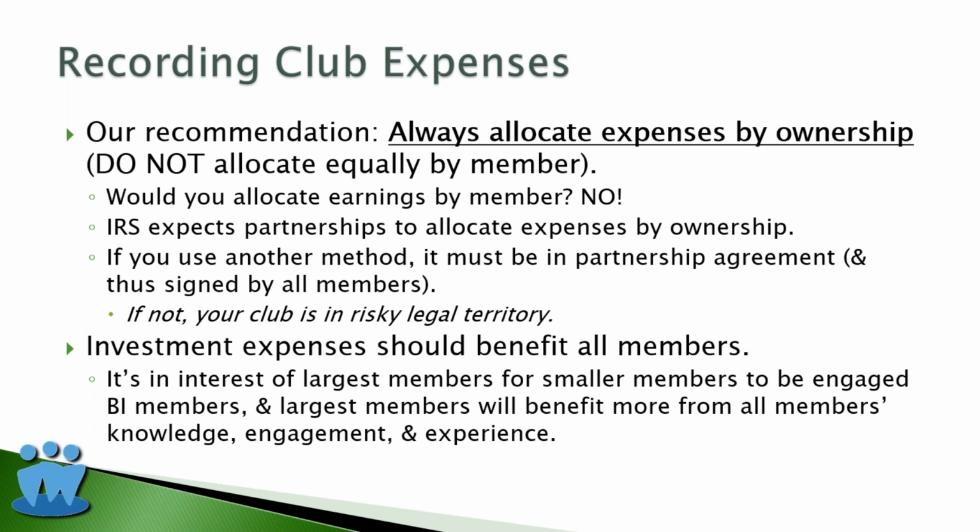And in fact, the IRS specifically states that this is the method partnerships must use. And if they don't allocate expenses by percentage ownership, then it should be in their partnership agreement and thus signed and agreed by all members. And even if you don't use it exclusively, if you are using the by member allocation of investment expenses, you need to go back to your partnership agreement and redo it and make sure that it includes that provision. And I'm a stickler on this, because a disgruntled member who leaves your club may have grounds to come back to the club and say, the partnership agreement didn't say that I would be charged this way.